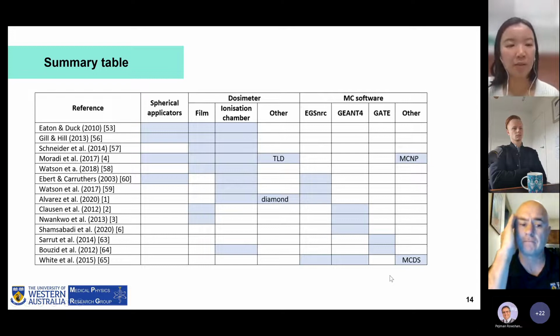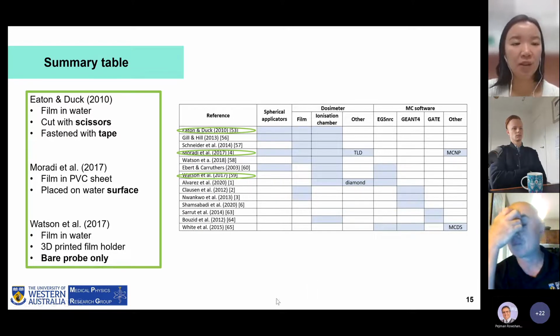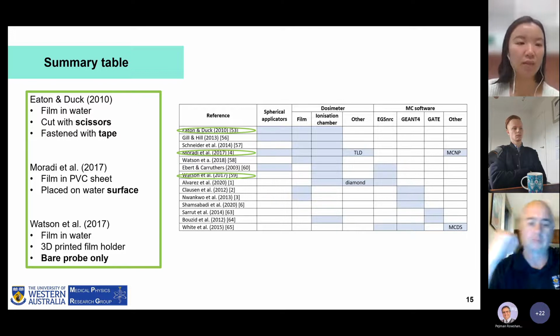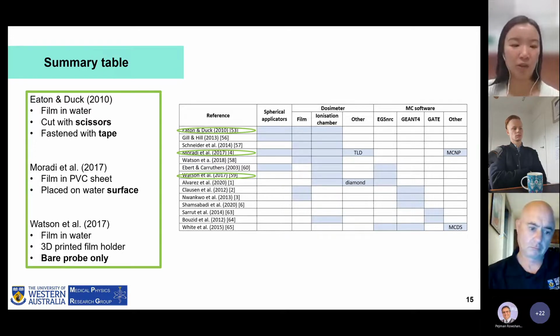But the main takeaway is that of the articles that use film, not many of them perform film measurements in water. Eaton and Duck use film in water, but they use scissors and tape, which would have introduced some sort of uncertainty. Moriarty uses film in a PVC sheet, which is placed on the surface of the water, whereas we are more interested in immersing the film directly in water. Watson et al. was quite impressive in that they 3D printed a film holder to suspend the film in water. However, they only investigated the bare probe, and we'd like to investigate the probe and applicators.